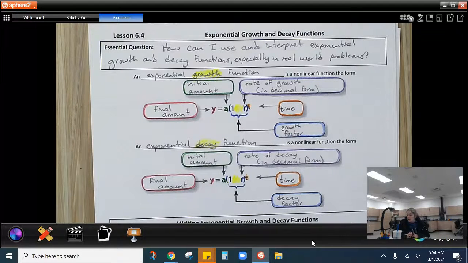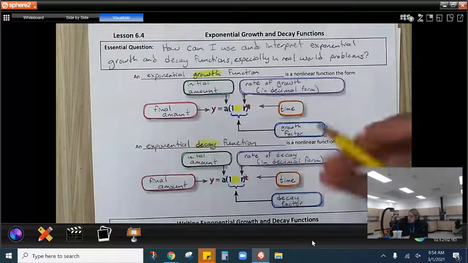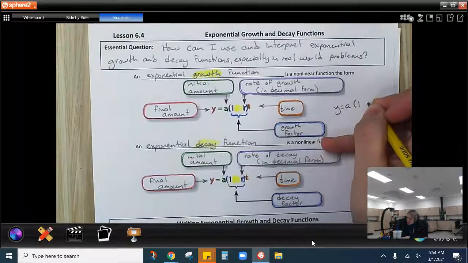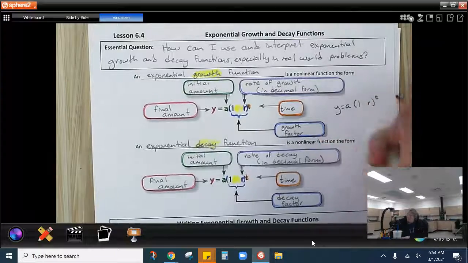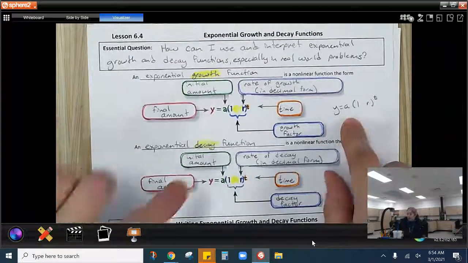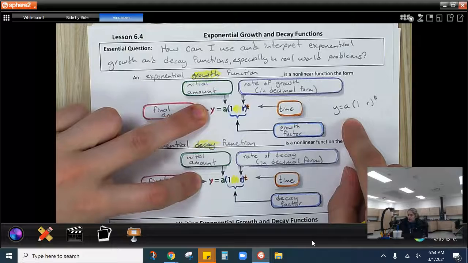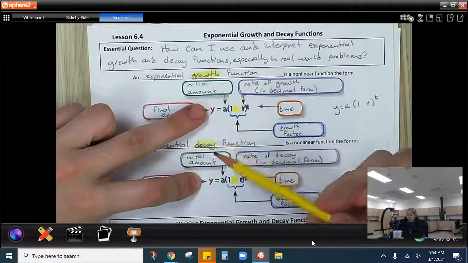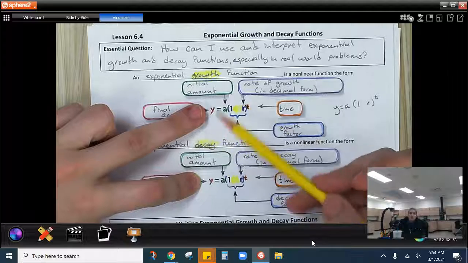So you'll notice I've written out an equation here. Y equals A, parentheses 1 plus or minus r, to the t. You'll notice it's written on here twice. I've tried to highlight everything. And then we're going to talk about the difference between a growth and a decay function. Okay, the difference between them.